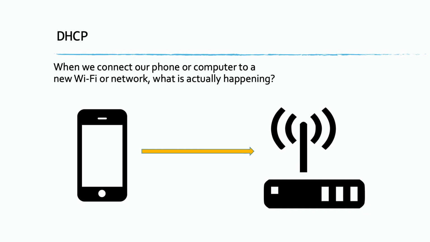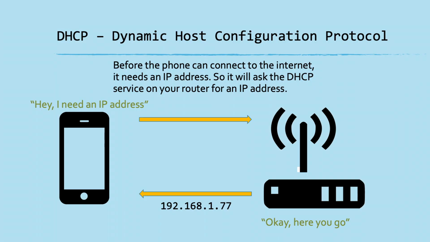So DHCP, this is something very important. When we connect our phone or computer to a new network or a Wi-Fi network for the first time, what's going on in the background? DHCP, which is short for Dynamic Host Configuration Protocol, what this does is before the phone or computer can connect to the internet, we need to get an IP address on the network. So how do we get this IP address? We need to ask the DHCP server on the network for an IP address. A lot of the times this is built into our router. So our routers have a DHCP service running on it.